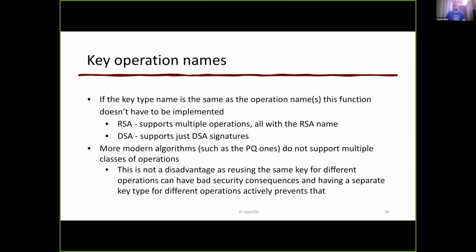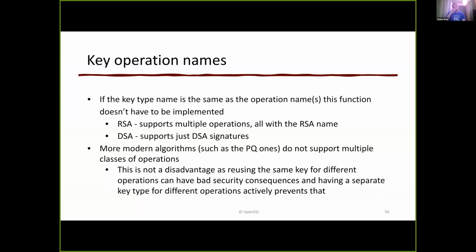But if the key type name is the same as the operation name or names, this function doesn't have to be implemented. For example, RSA supports multiple operations, all with the RSA name. DSA supports just DSA signatures, so there is also no point in having this function implemented.